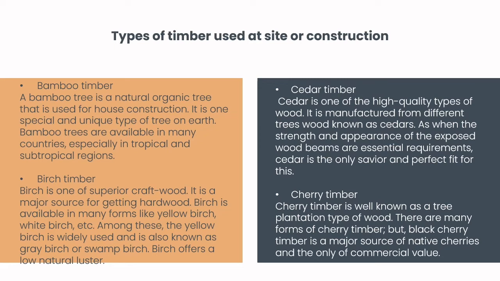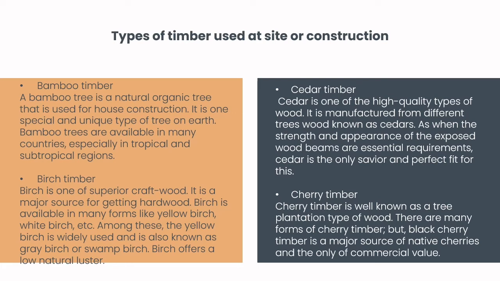Third, cedar timber. Cedar is one of the high quality types of wood. It is manufactured from different trees known as cedars. When the strength and appearance of the exposed wood beams are essential requirements, cedar is the only savior and perfect fit for this. And for the last, cherry timber.